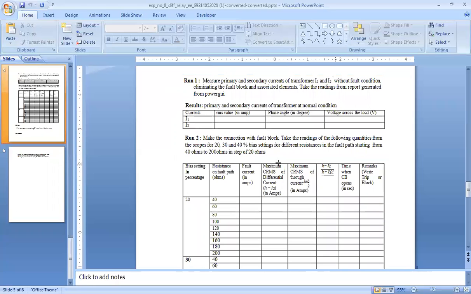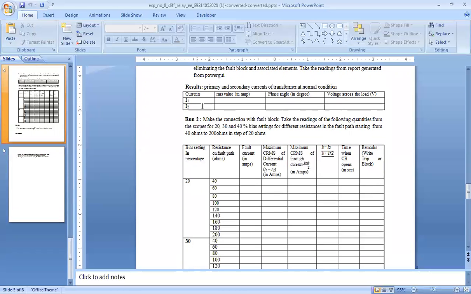Then in the first case, when the relay is not connected and no fault is there, we have to get the steady values of the input and output currents, and the source current, its RMS value as well as the phase angle. That is obtained from the power grid block, the steady value. Now in the second procedure, the fault block should be connected, and the relay should be simulated in the above manner.